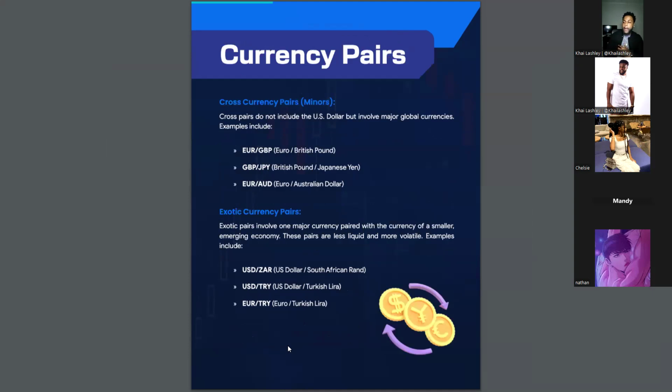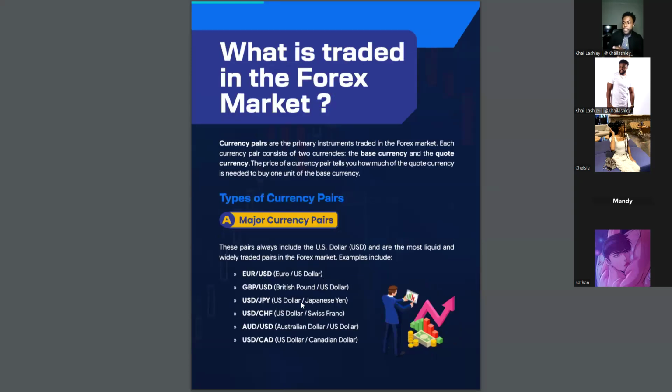Now, we also have minor pairs. Actually, let me say this first. There is the base currency, and then there is the quote currency. The base is the first currency, and the quote is the second one. So basically, the price of a currency pair tells you how much of the quote currency is needed to buy 1 unit of the base.